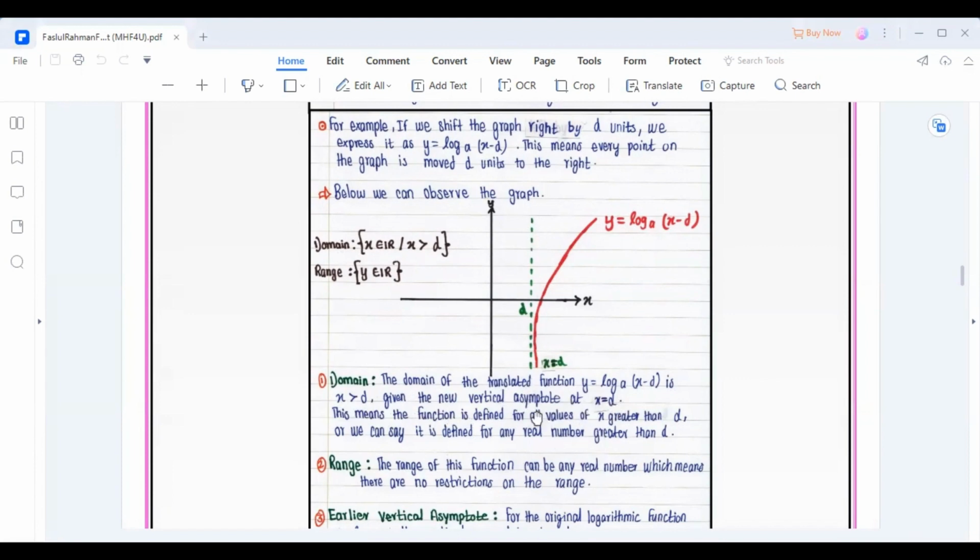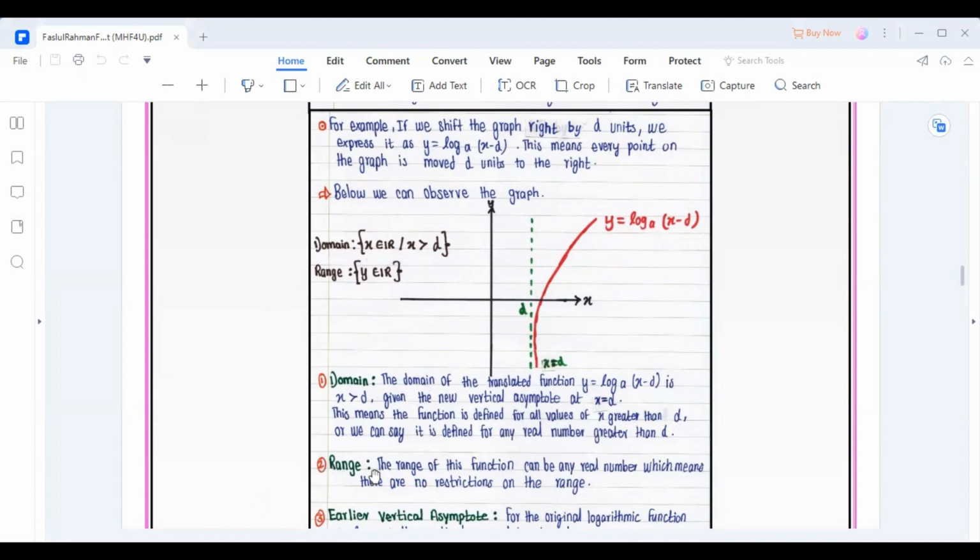Here we can see the vertical asymptote at x equals d. This means the function is defined for all values of x greater than d, or we can say it is defined for any real numbers greater than d. Therefore, the domain is x is an element of R and x is greater than d.